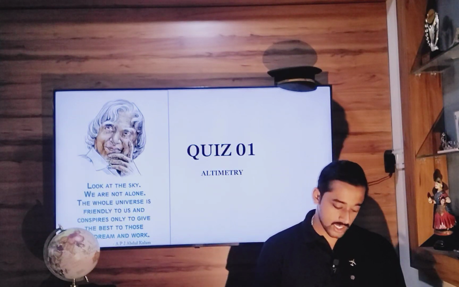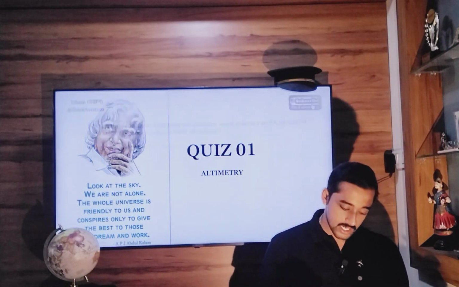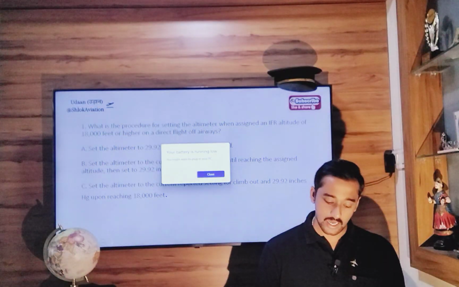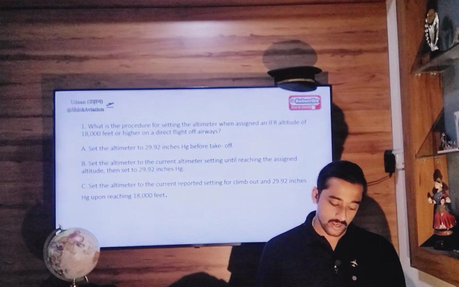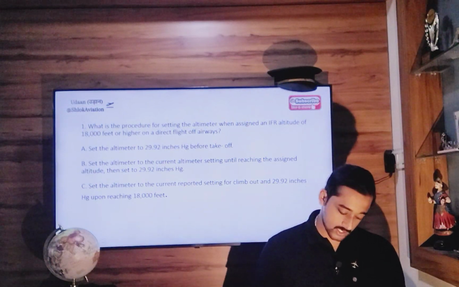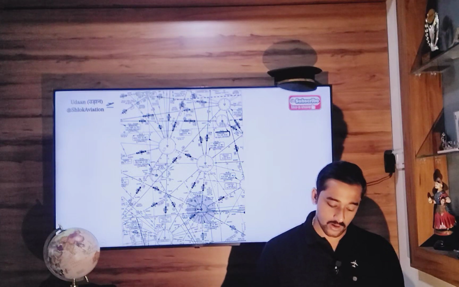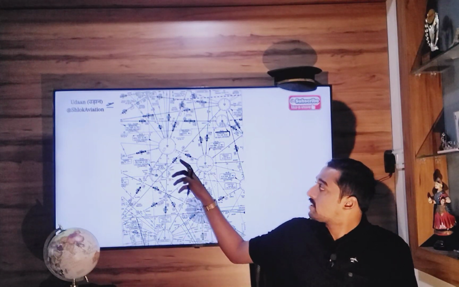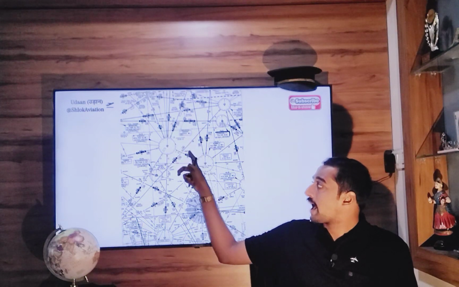So let's check them. First, what is the procedure for setting the altimeter when assigned an IFR altitude of 18,000 feet or higher on a direct flight off airways? So off airways means what? Now let's see. Here you can see there are many Victor airways in black color.